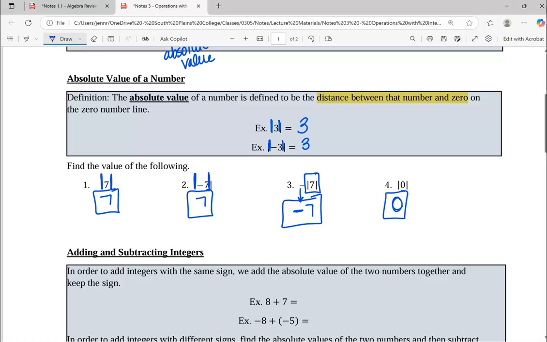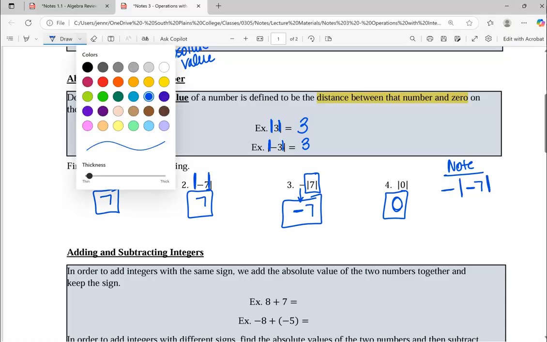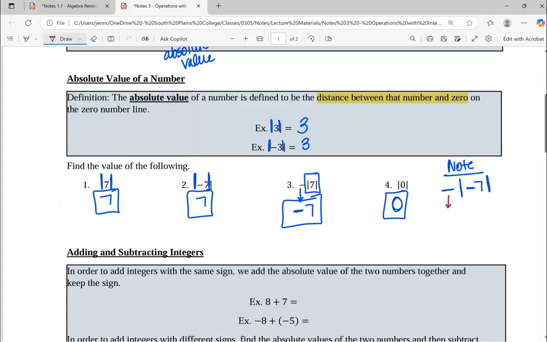Now, I understand that this particular example I'm about to talk about is not on your notes, but I would like you to add it. What if I had a negative in front of the absolute value sign and a negative inside? Well, just as I mentioned previously, anything outside of the absolute value sign just needs to come down. Because this absolute value sign acts like a parenthesis. It says, hey, you have to take care of what's inside of me first before I can deal with anything outside.